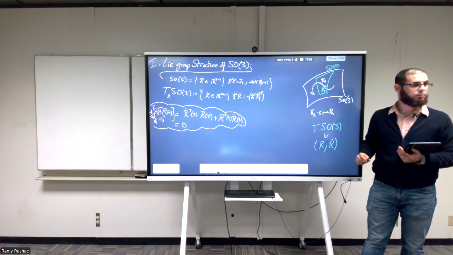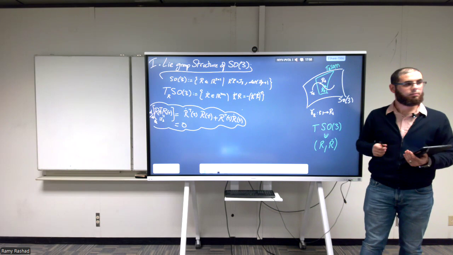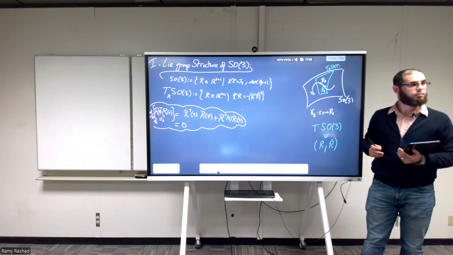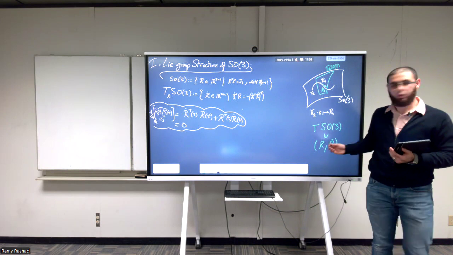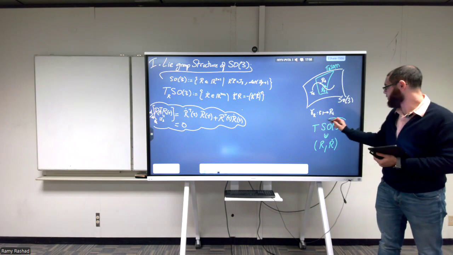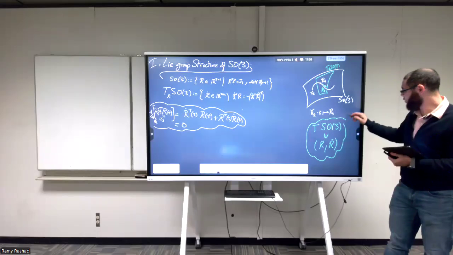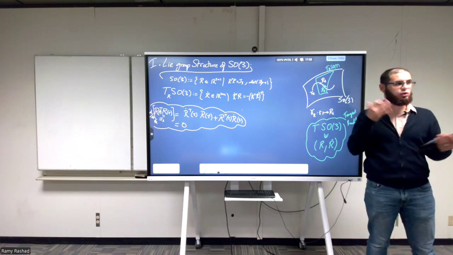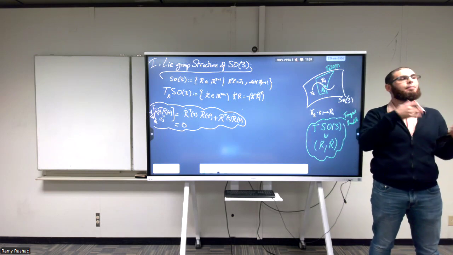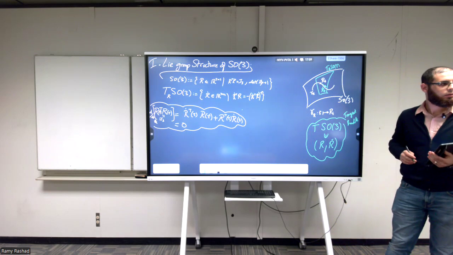Does this R belong to a vector space? No. This is another manifold that's known as the tangent bundle. I just write it because it's very famous. We don't have time to construct it and talk about why it is a manifold, what its dimension is, and so on.